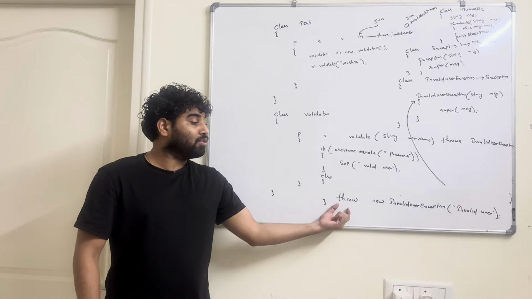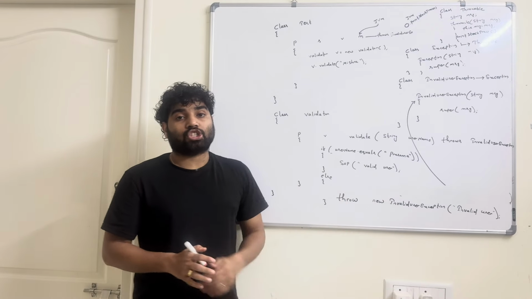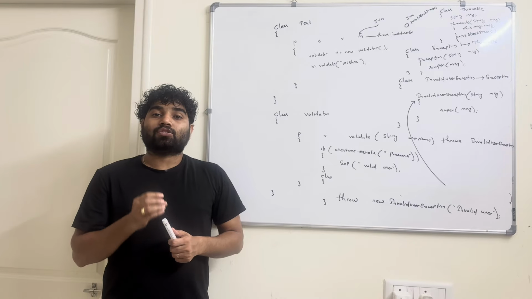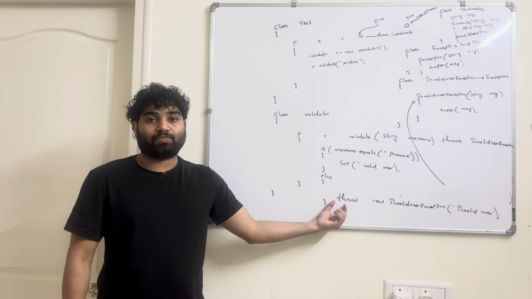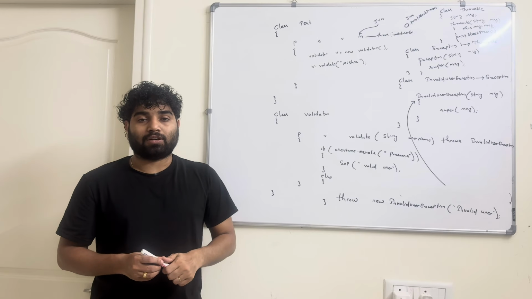And when are we using throw? While throwing our own custom exception object, we use this throw keyword. So this is how we need to create our own custom exception class.